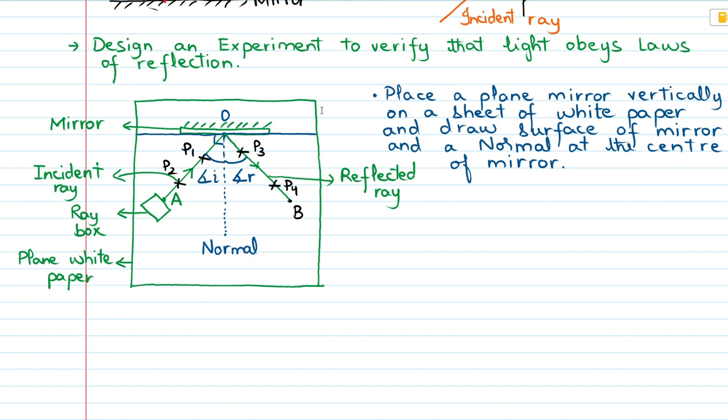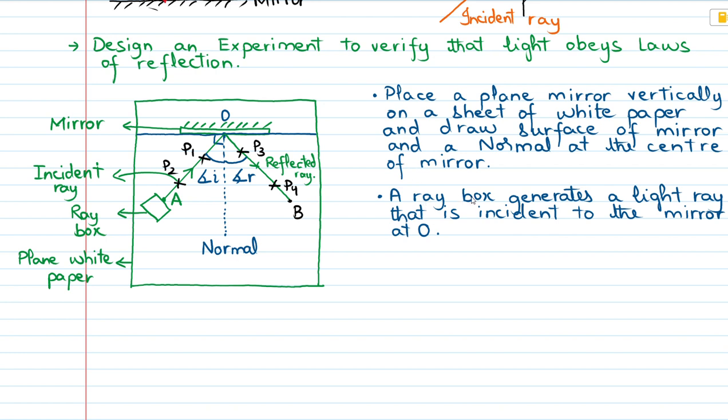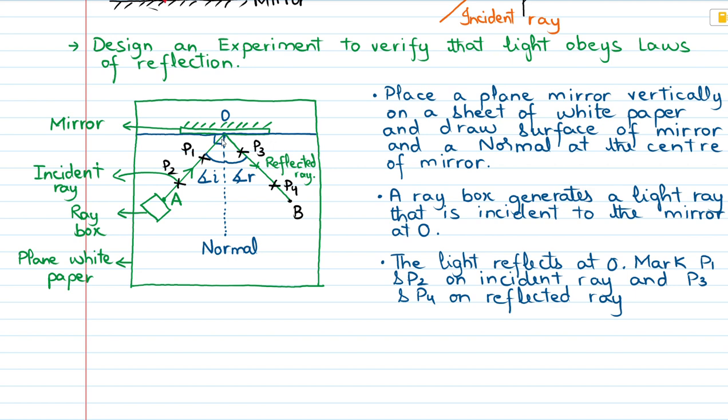So first we placed a plain mirror vertically on a sheet of white paper, and then we draw the surface of this plain mirror and we draw a normal at the center of this plain mirror. A ray box generates a ray of light that is incident to the mirror at point O. So this is clearly indicated on your diagram as well. So the light is reflected at the point O, and then we mark P1 and P2 on the incident ray, and we mark P3 and P4 on the reflected ray.